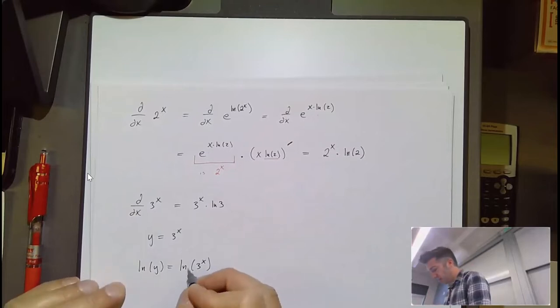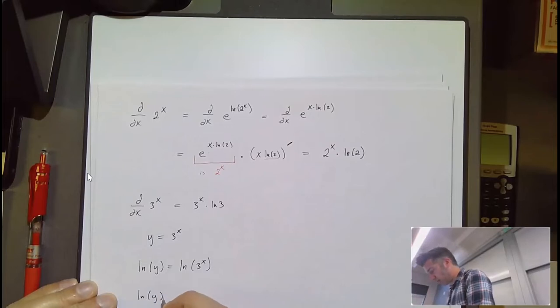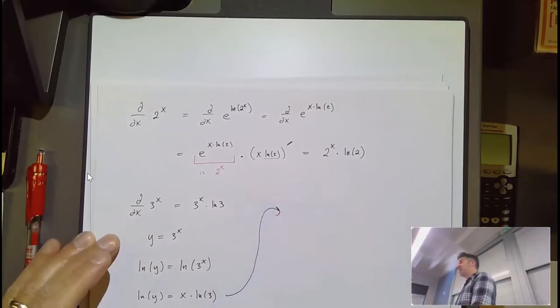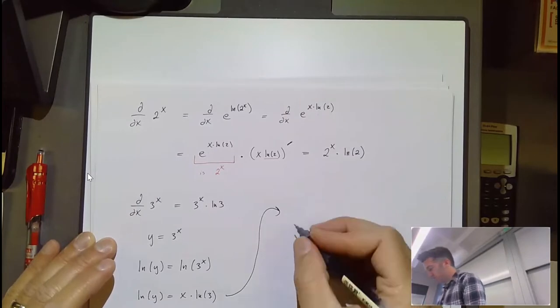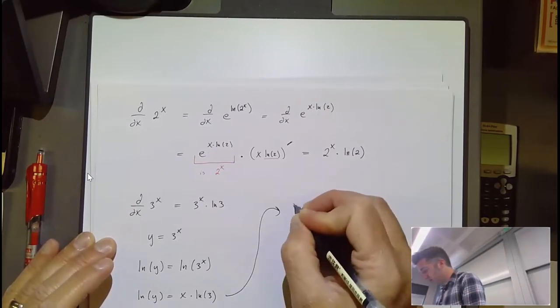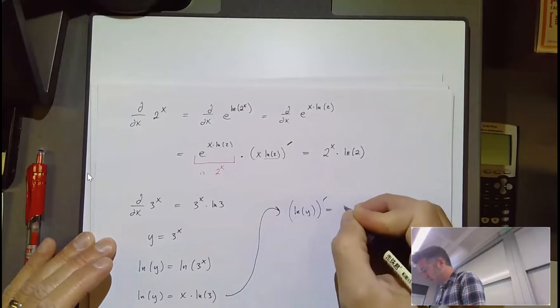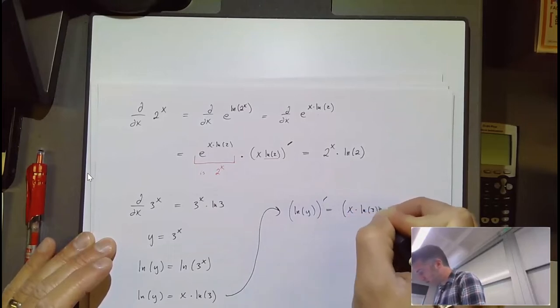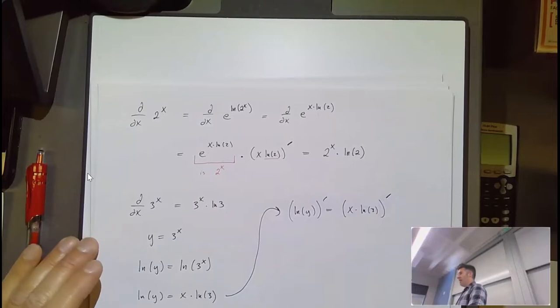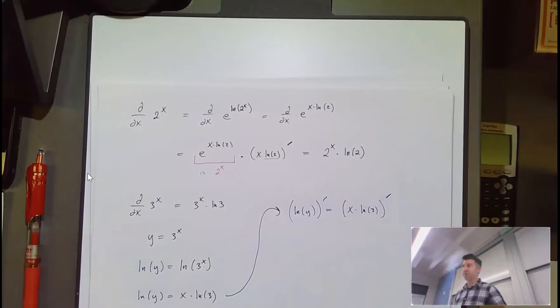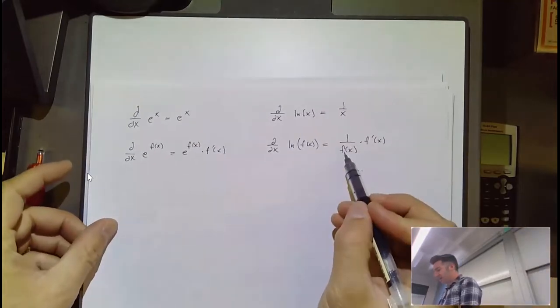So now we're going to bring the x down, and we're going to say the natural log of y equals x times the natural log of 3. All right. So now we're going to take the derivative of both sides. The derivative of the natural log of some stuff equals the derivative of x times the natural log of 3. What's the derivative of the natural log of some stuff? Exactly, we have a rule for it. It's exactly 1 over the stuff times the derivative of stuff.